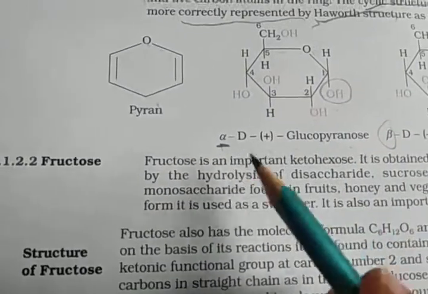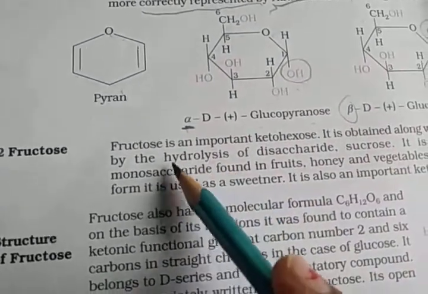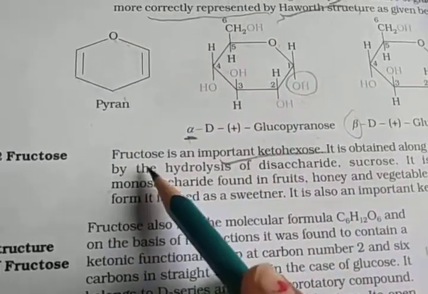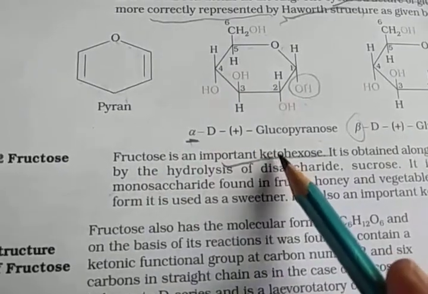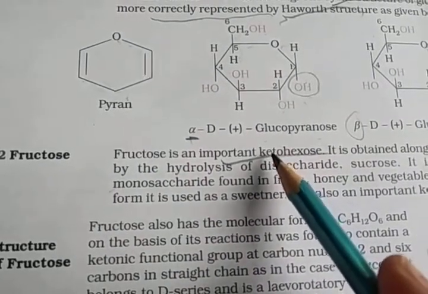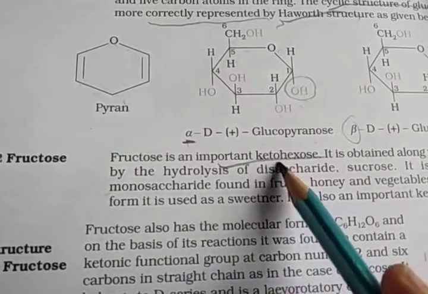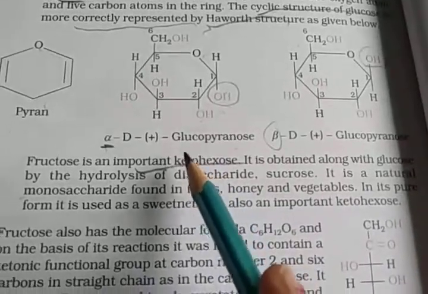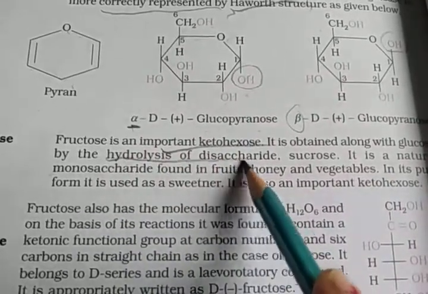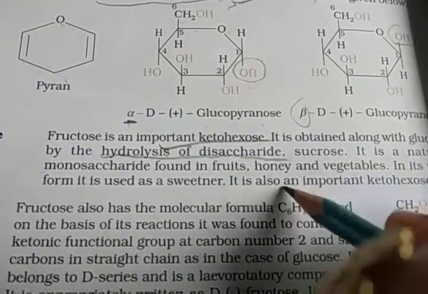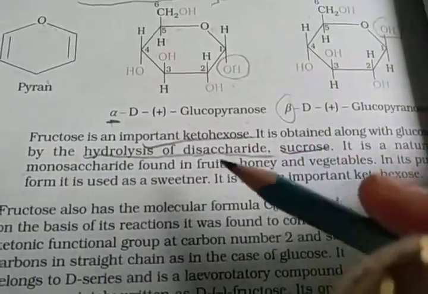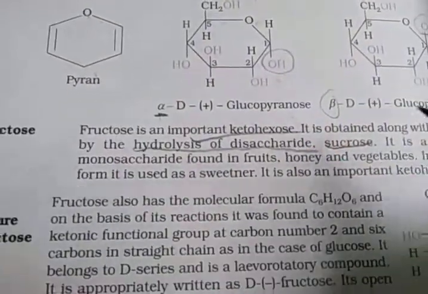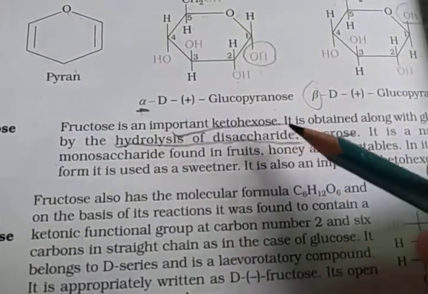Next is fructose. The last example I explained. The next example is fructose. Fructose is an important ketohexose. So what is the difference between glucose and fructose? In glucose an aldehyde group is present, so it is an aldohexose. But fructose is an important ketohexose because a ketone group is present. It is obtained along with glucose by hydrolysis of the disaccharide sucrose. Whenever the disaccharide sucrose is hydrolyzed, two products are obtained, glucose and fructose. Glucose is an aldohexose and fructose is a ketohexose.